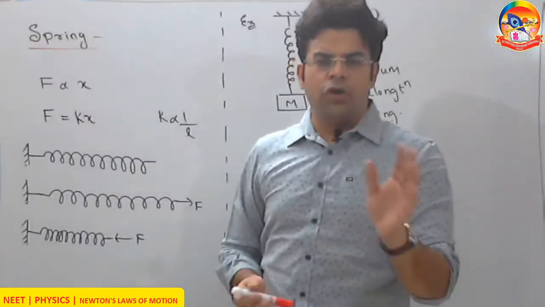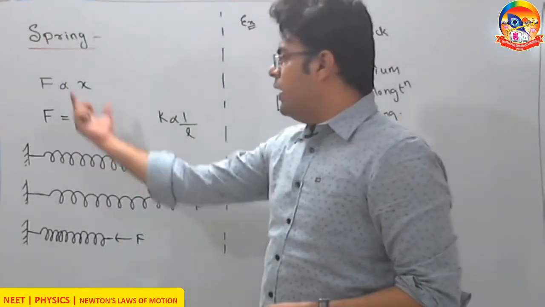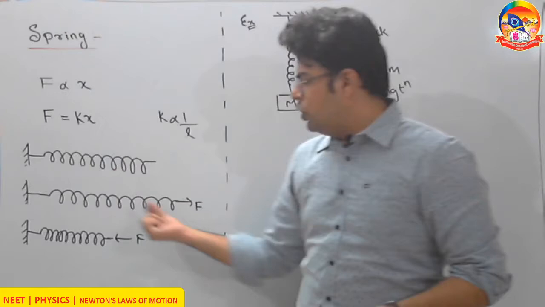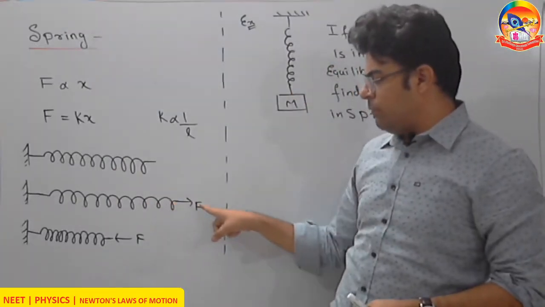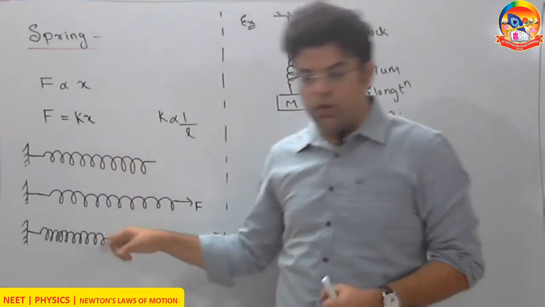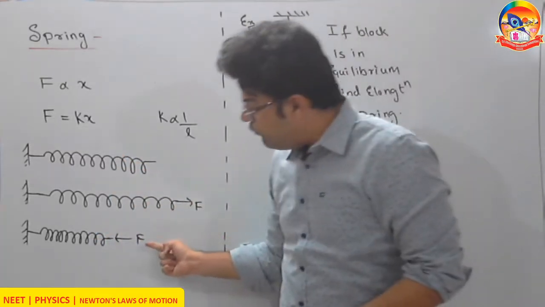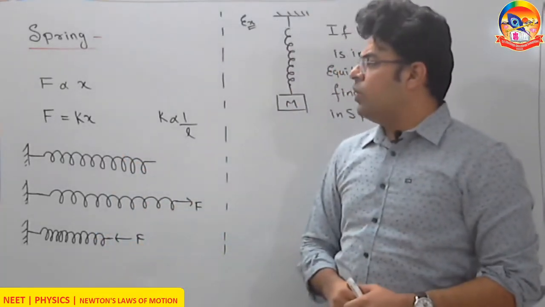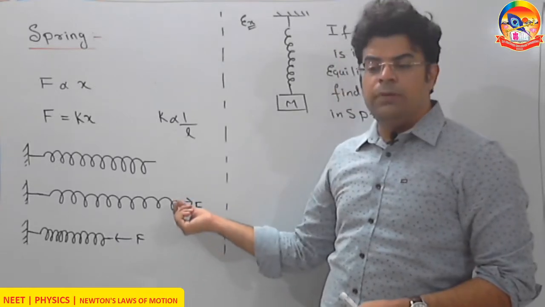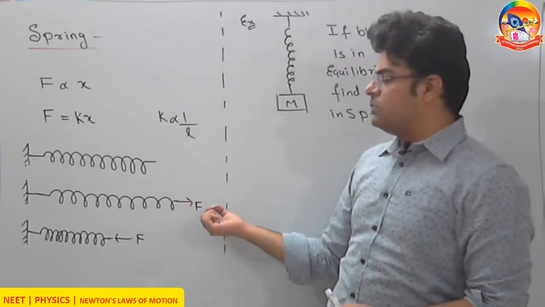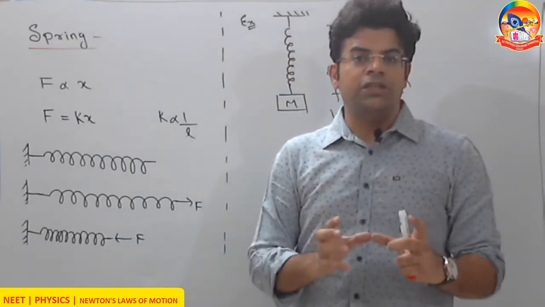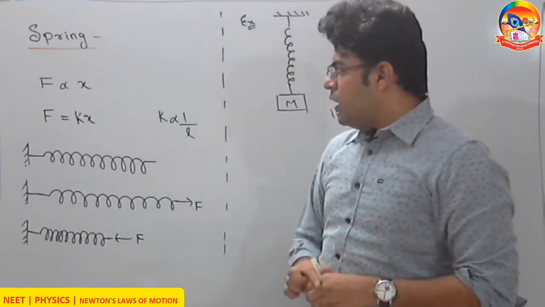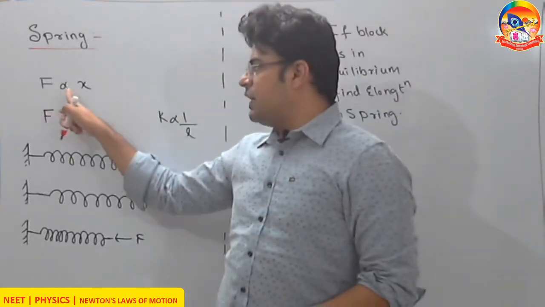Now we will talk about springs. If you have a spring, to elongate it, you definitely have to pull it. You have to apply force outward, or to compress it, you have to push it. You have to apply inward force. Now here, the force that has to be applied to either elongate the spring or compress it is directly proportional to the deformation from its natural length. Force is directly proportional to x.